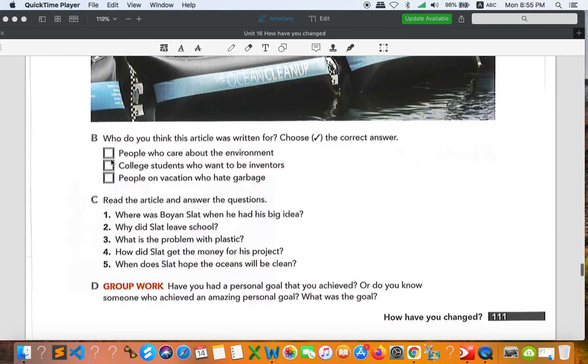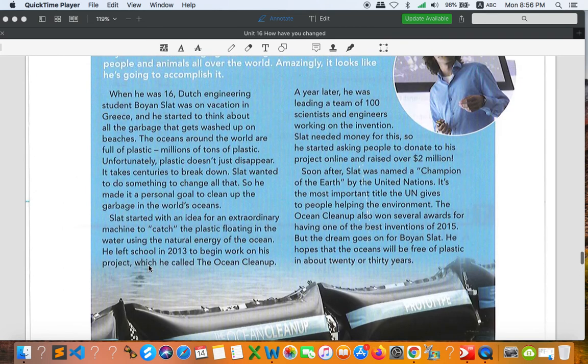And when you finish part B, I'd like you to go to part C as well, read the article and answer the questions. So we have 5 questions right here. I'd like you to go to the text and try to get the answers from the text in order to answer these questions. Okay, so the answers are in the text. So don't worry about this exercise, I will give you all the answers.